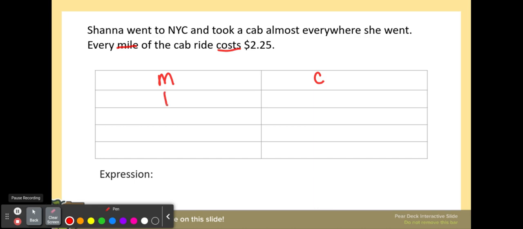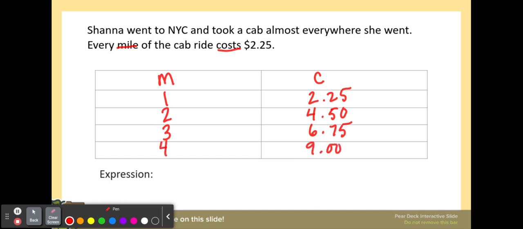1 mile is $2.25. 2 miles would cost $4.50. Double it. 3 miles would cost $6.75. And then 4 would cost $9. And again, I'm filling out the table quickly because we've done tables a lot in the past.